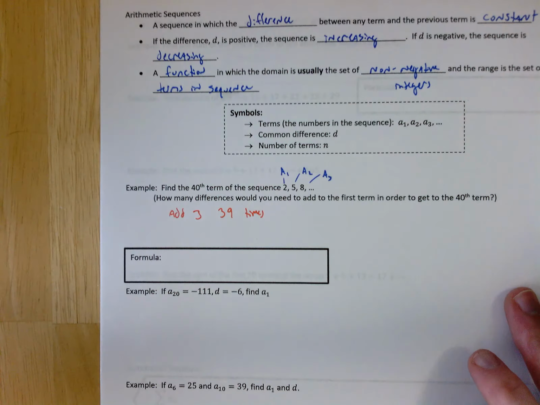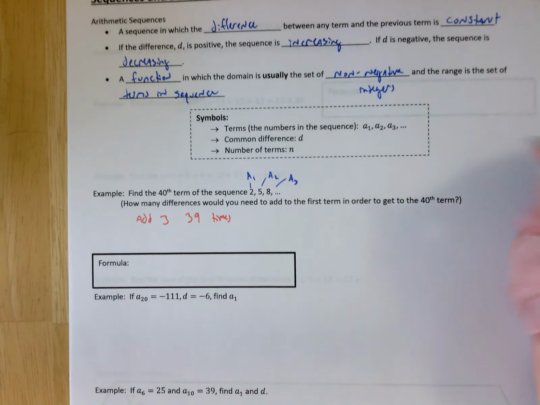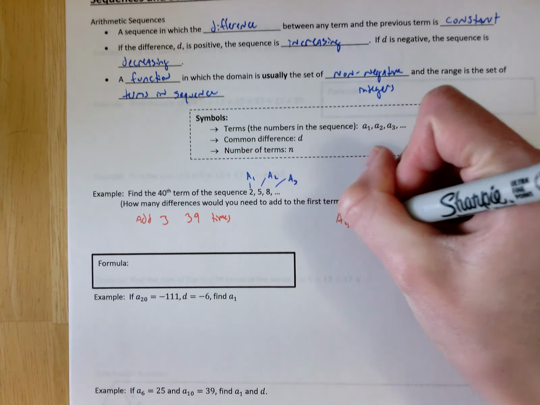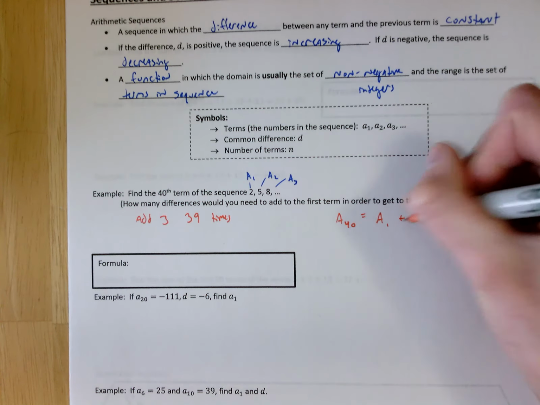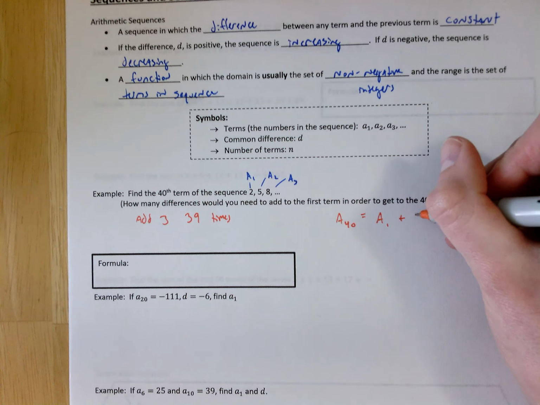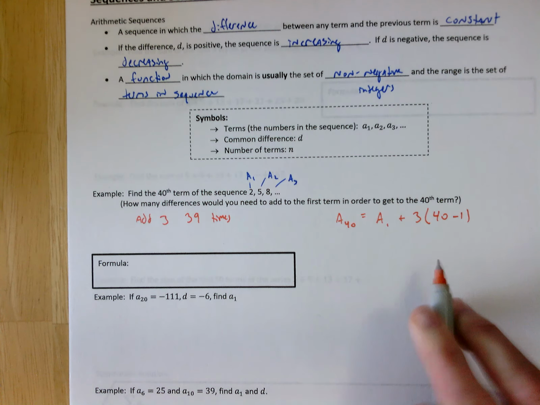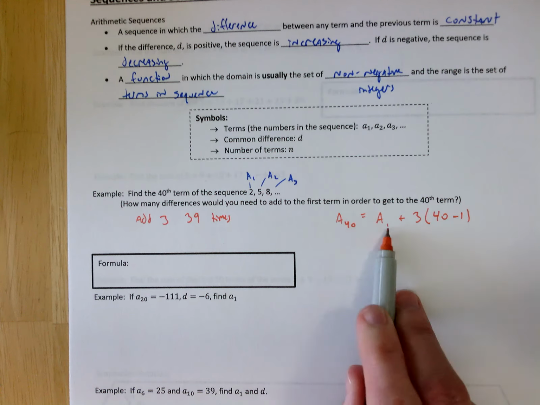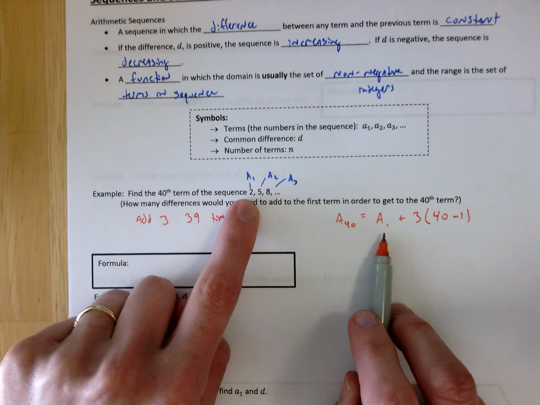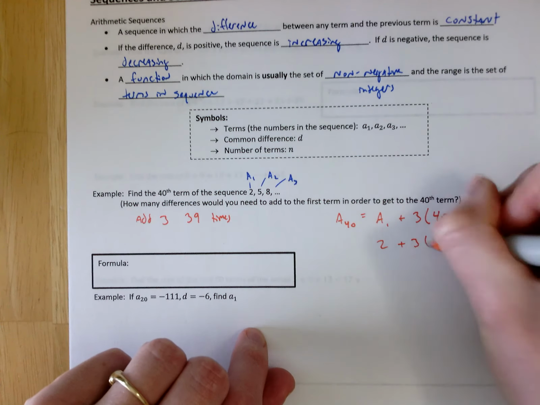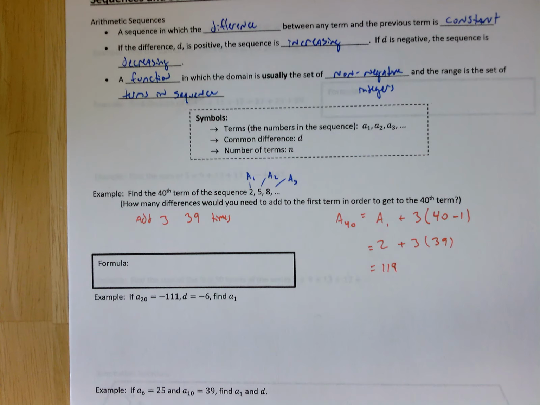How is this going to show up formulaically? If I want to get to the 40th term, I am starting at the first term, and I'm adding my common difference of 3. And we said it would be 40 minus 1 times. That's how we got the 39, going from the first to the 40th, the difference between those two numbers. And I already know what A1 is. I could pull that out from right here. So it's just 2 plus 3 times 39, which also gets me that same 119.